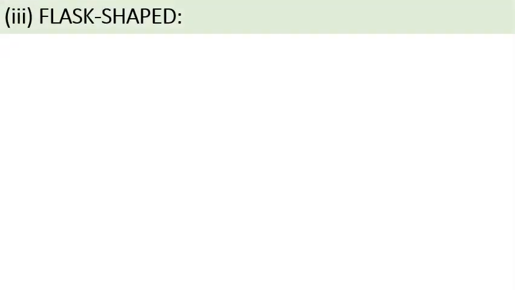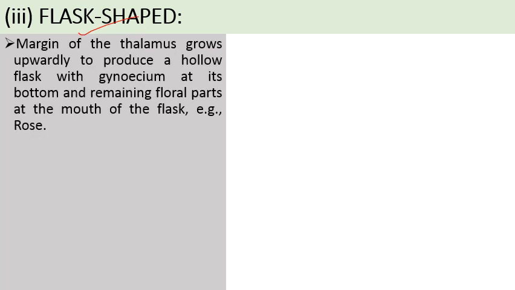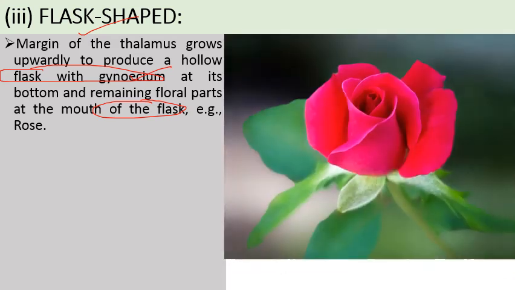Next, third type is flask-shaped perigynous flower. In this, margin of thalamus grows upwardly to produce a hollow flask-shaped structure in which gynoecium lies at its bottom and remaining floral parts are at its mouth of the flask. जो thalamus है वो एक flask की तरह structure बनाता है, और जो gynoecium है that arise from the base of that flask, और जो remaining floral parts हैं वो इसके edges से, tip वाले edges से grow करते हैं from the tip of flask.